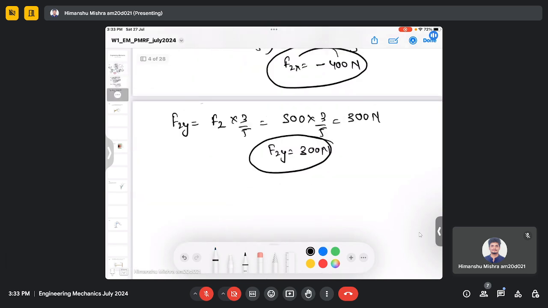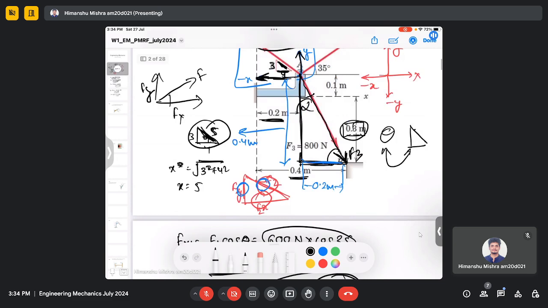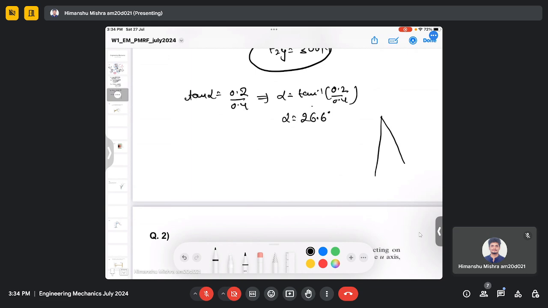So by using the trigonometry relation, I can define tan alpha as 0.2 by 0.4. So it will be alpha equals tan inverse 0.2 by 0.4. So my alpha, when you calculate this, will be 26.6 degrees. So this angle alpha comes out to be 26.6, right? So let me make the triangle here. So this is your F3, this is F3x, and this is F3y, and this is alpha.